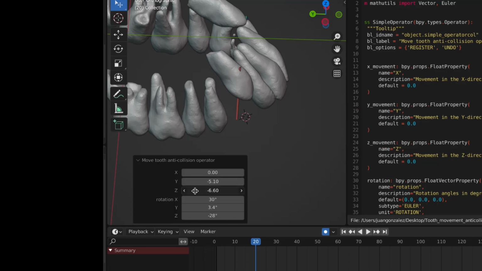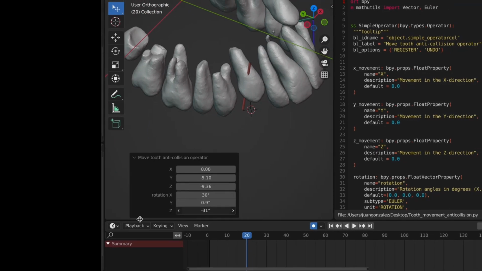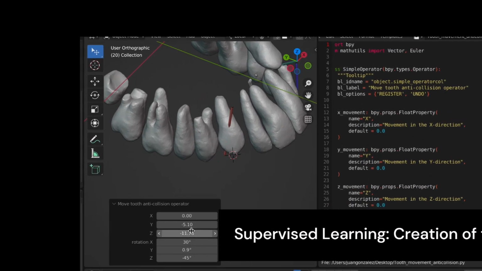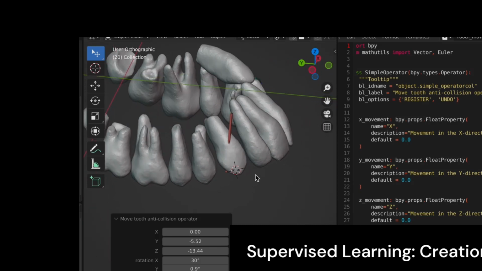So it's almost like a game of Pac-Man, where you train the computer to avoid collisions and to make sure that the canine is coming down slowly, using supervised learning and the creation of a training set. So now the tooth is getting positioned slowly.